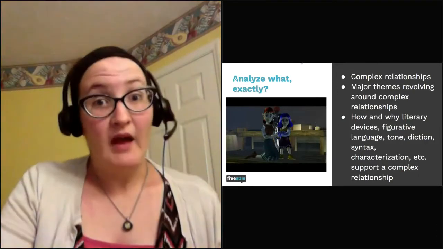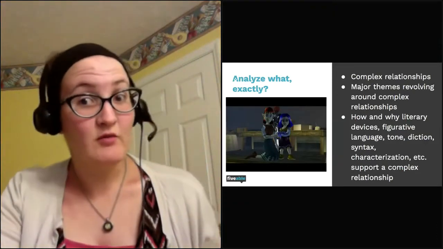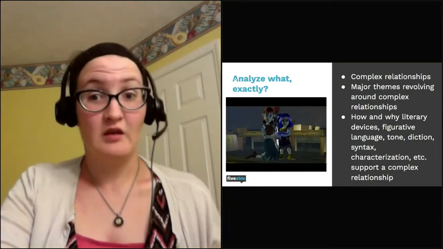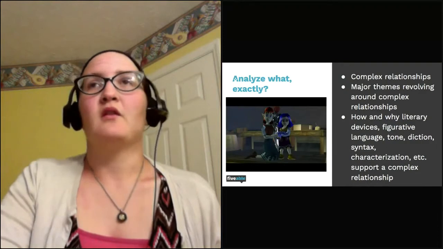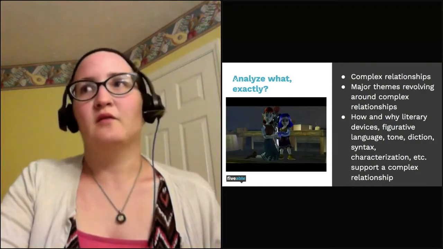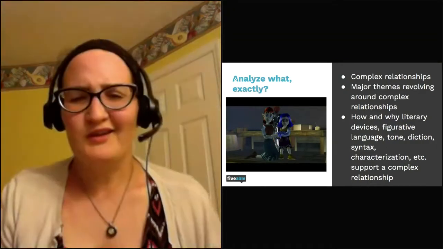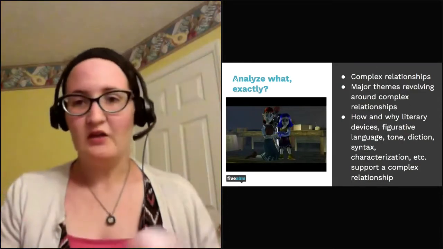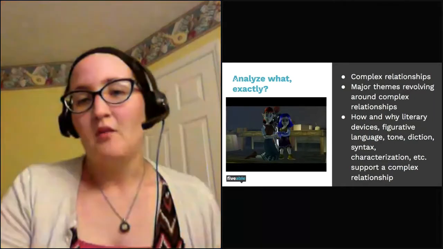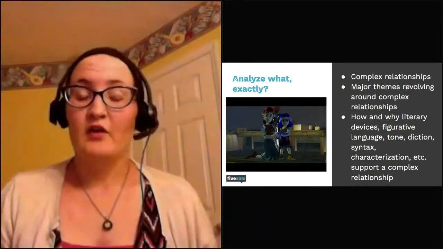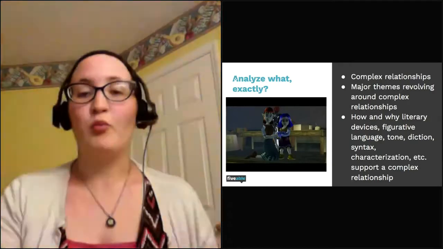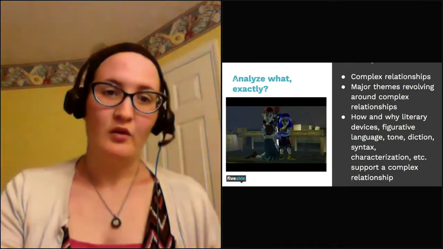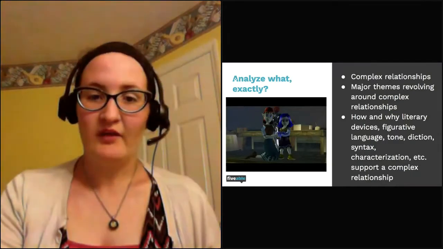And stemming from that, when you're looking at these stories, you're looking at major themes revolving around complex relationships, like fatherhood or racism, or just, there's a million themes I can think of. Love of family. I always like to use family too. Those themes really tie into those complex relationships. You want to look at how and why literary devices, figurative language, et cetera, all support that complex relationship. So that's where your support comes in, where you're looking for those examples from the stories.